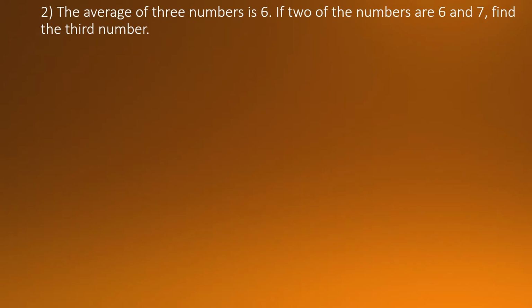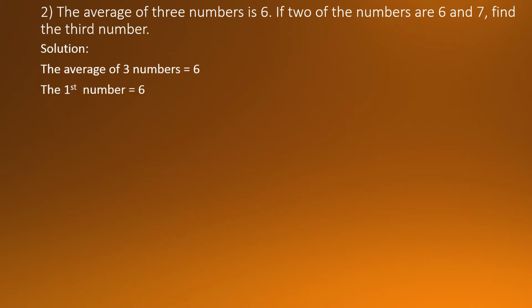Question number 2. The average of three numbers is 6. If two of the numbers are 6 and 7, find the third number. Write down solution. The average of three numbers is equal to 6. The first number is equal to 6 and the second number is equal to 7. Let's suppose the third number is equal to a, which we will find out.